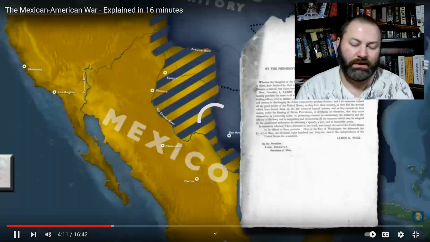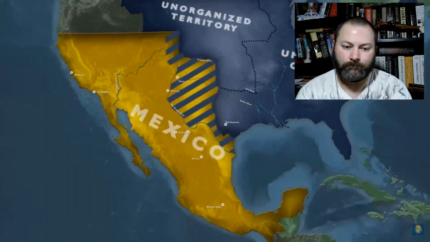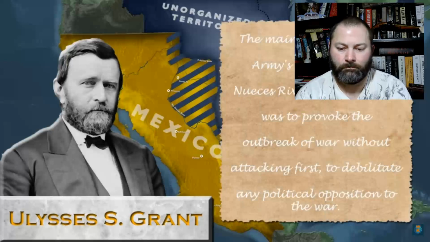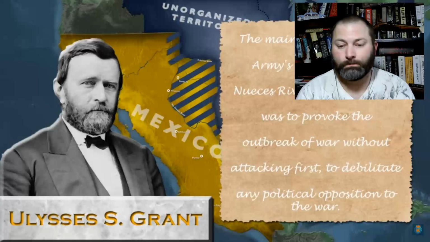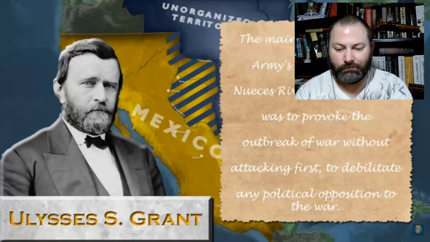In terms of how the war began, the situation is debatable. We have an ill-prepared Mexico with internal revolts and an emerging power that looks to expand more and more. Mexico was weaker, but the U.S. did not want to look like a bully. Even so, Ulysses S. Grant, who had opposed the war but served as an Army lieutenant in Taylor's army, claims in his personal memoirs that the main goal of the U.S. Army's advance from the Nueces River to the Rio Grande was to provoke the outbreak of war without attacking first, to debilitate any political opposition to the war.